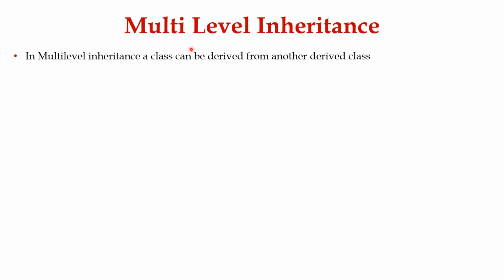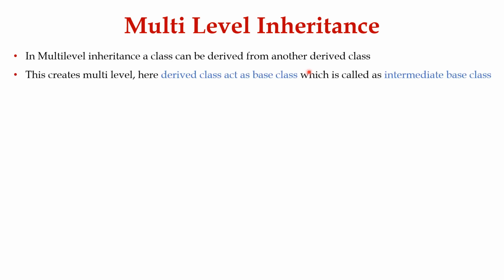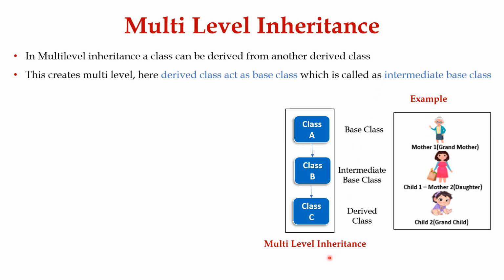Now let's learn about multi-level inheritance. In multi-level inheritance, a class can be derived from another derived class. This creates multi-level inheritance. Here, the derived class acts as a base class, which is called the intermediate base class. So let's have an example for multi-level inheritance.